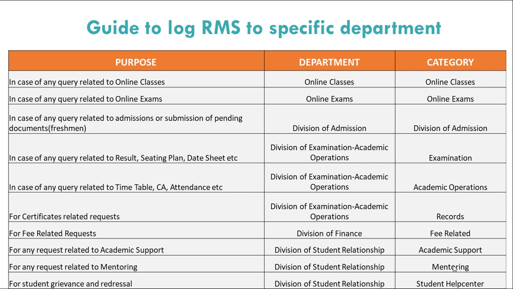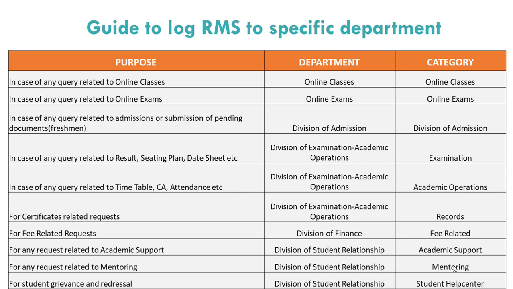Now, for the facilitation of students, a few frequently accessible categories have been listed for you so that you can log your request in the right category and to the right department. For example, in case you have any query related to online classes, then you have to select the department to log on RMS as online classes and the category under that department is online classes.